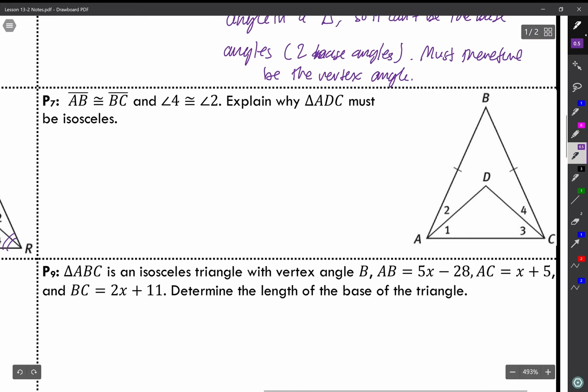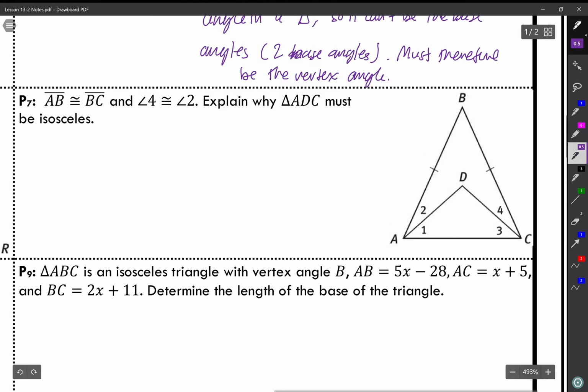Number 7. If I know that AB is congruent to BC, which is marked for us, and angle 2 is congruent to angle 4, explain why triangle ADC must be isosceles. Okay, since I know that ABC is isosceles because those two sides are congruent, I know that the measure of angle BAC is equal to the measure of angle BCA.